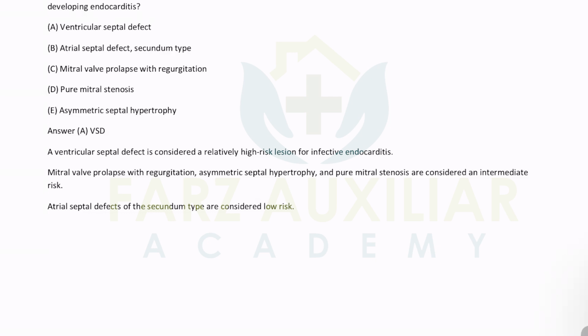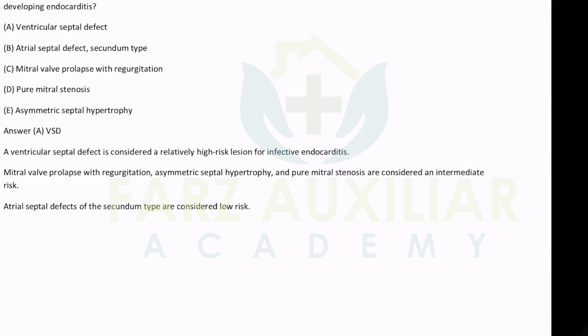So it is a factual question. Factual question means there cannot be a direct logic for which the reason is explainable. But ventricular septal defect has been considered as a relatively high risk lesion for infective endocarditis. Others are also high risk, but not as high as VSD is. So mitral valve prolapse with regurgitation, asymmetrical septal hypertrophy, and pure MS are considered as intermediate risk, and ASDs are the ones which have the least risk of developing endocarditis.